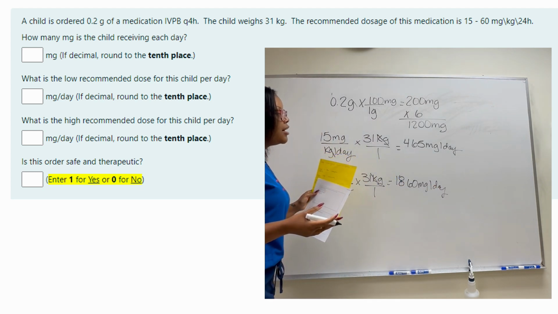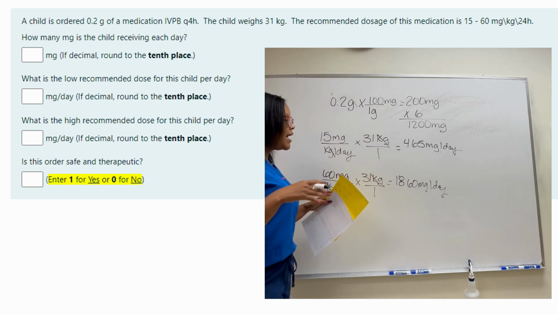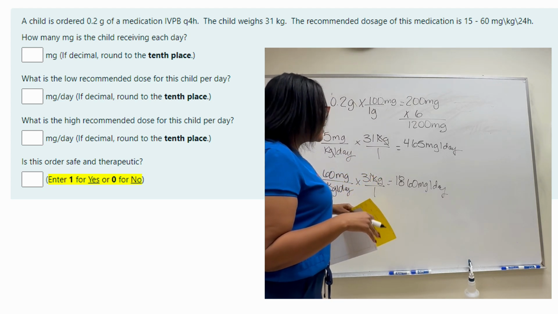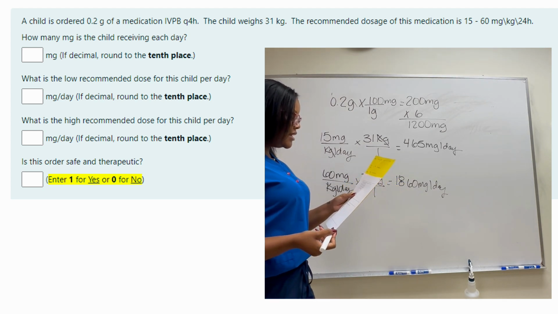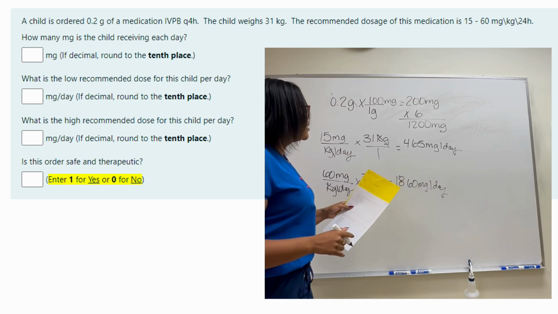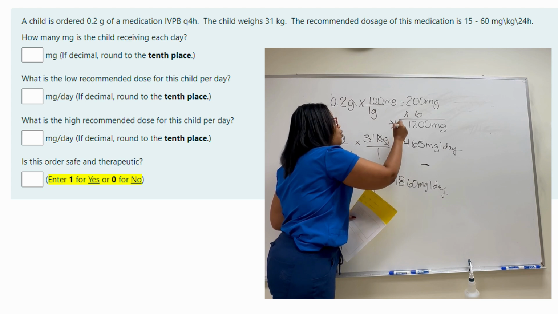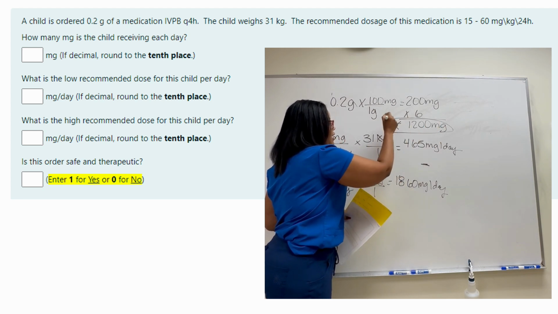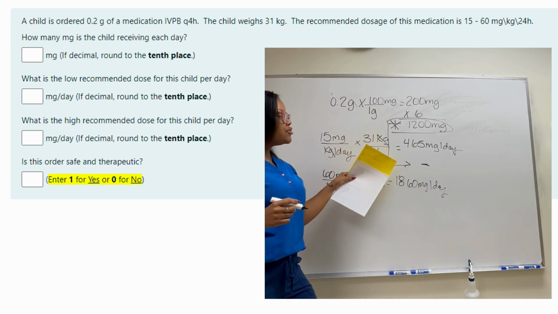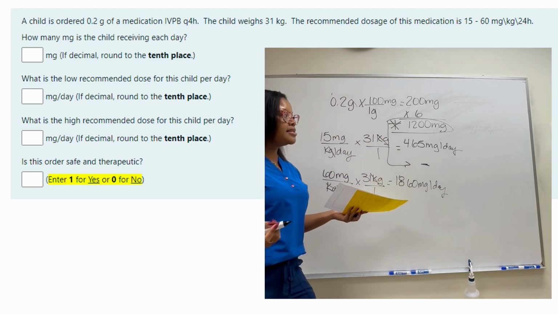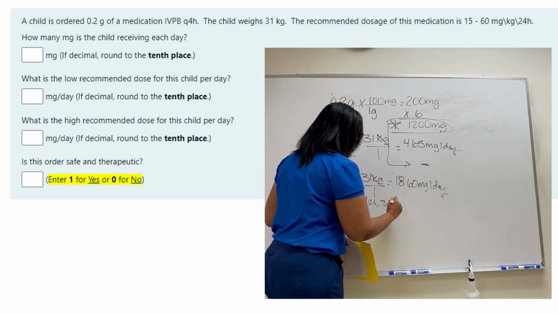So this is the range for the child. The range for the child is 465 mgs per day. That's the minimum, and the maximum dose that they can have is 1,860 mgs per day. The next question says, is the order safe and therapeutic? This is our therapeutic range right here, and this is the dose that is ordered, which is the 1,200, right? So is 1,200 in the middle of 465 and 1860? Yes. So this is a safe dose for this child.